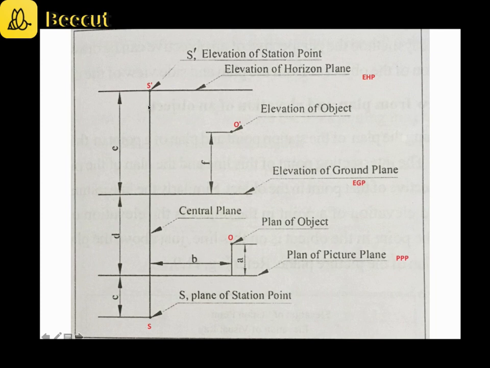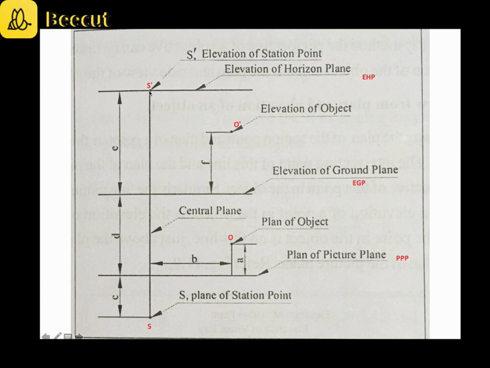The central plane is represented as a perpendicular line, and this perpendicular line will be perpendicular to the EGP line as well as the picture plane line. After marking the central plane, the next step is to mark the station points. Station points are the points that are always located on the central plane, and they represent the points from which the observer looks towards the object.